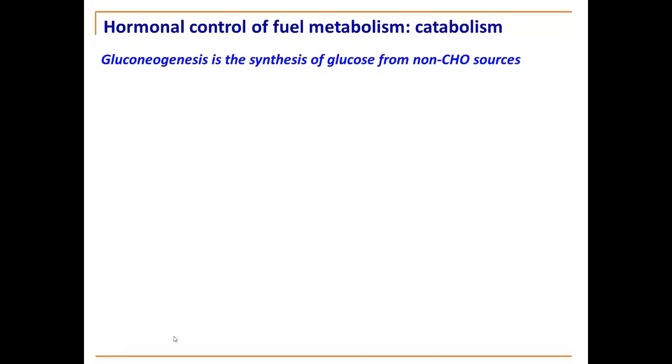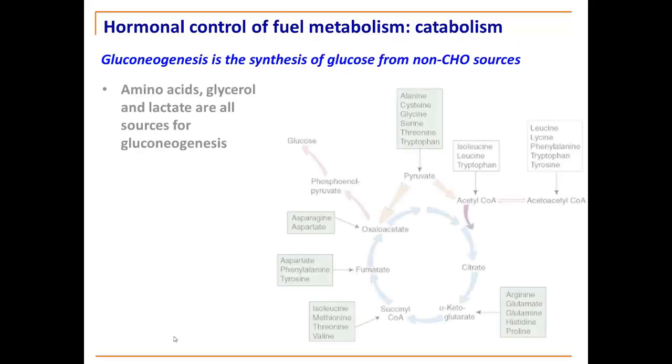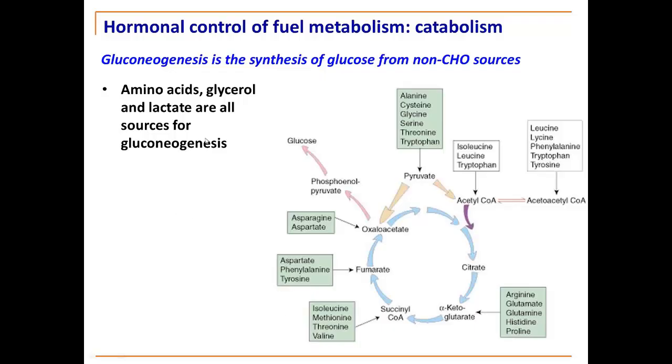So remember what we've talked about. We've talked about gluconeogenesis being the synthesis of glucose from non-carbohydrate sources. I've talked about that a lot, and I've talked about how it's coming from amino acids. But just to give you a little bit more information on that, your amino acids, your glycerol and your lactic acid are all sources for gluconeogenesis.